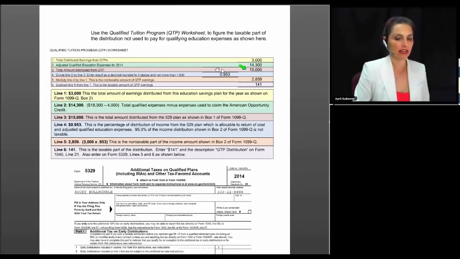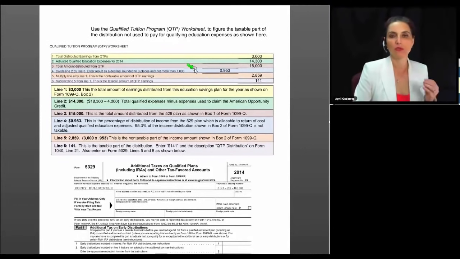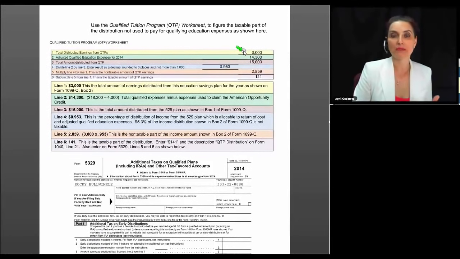We're going to take line 2 and divide that by line 3. And when we do that, we get 0.953. What that means is that 95.3% of the distributed earnings from this account are going to be tax-free. In other words, just under 5% is going to be taxable. So we look at this $3,000 number up here, which is the only portion of the QTP that is taxable at all, and determine what portion of the income generated within that account is going to be taxed.